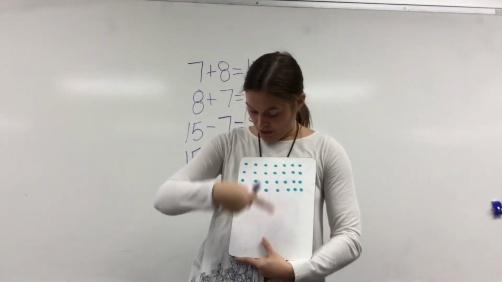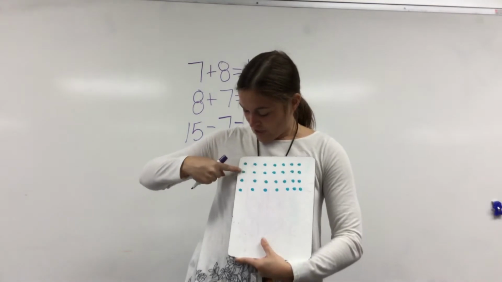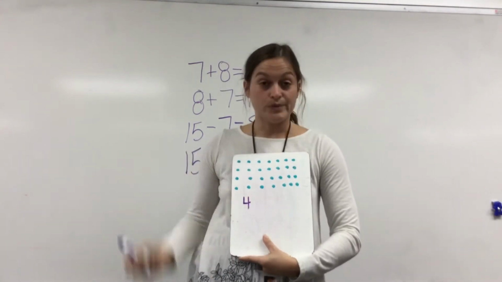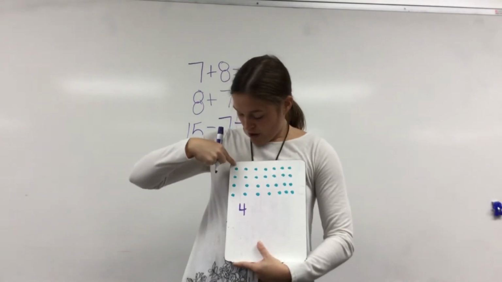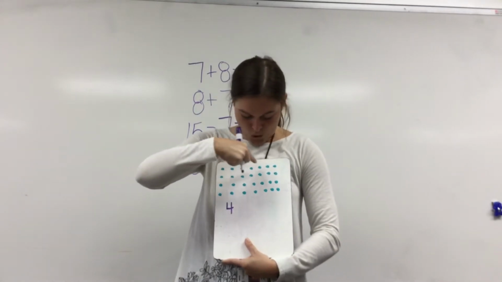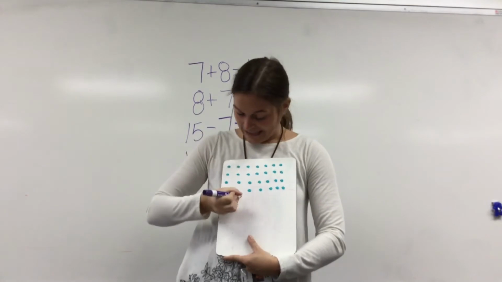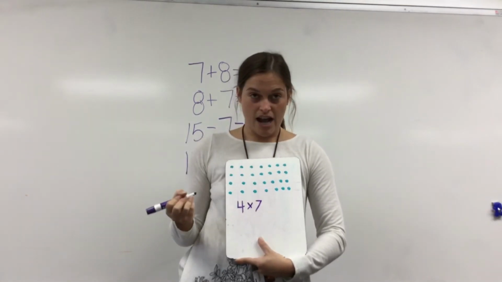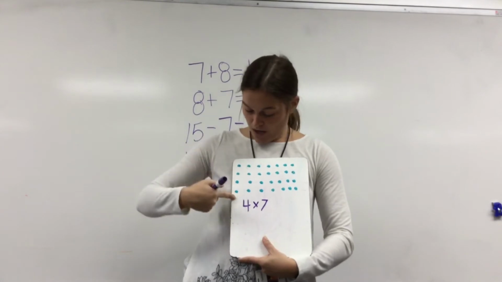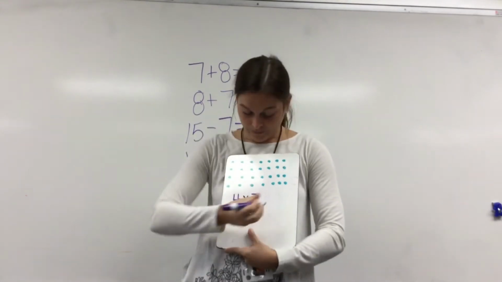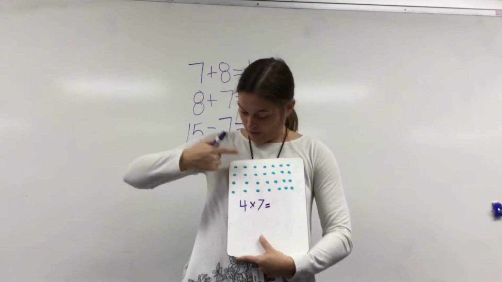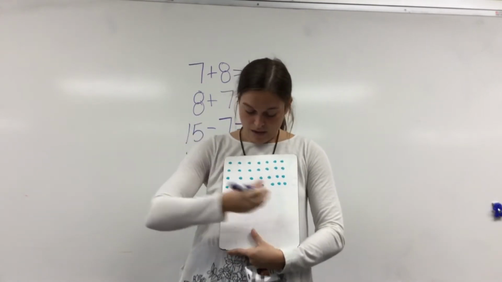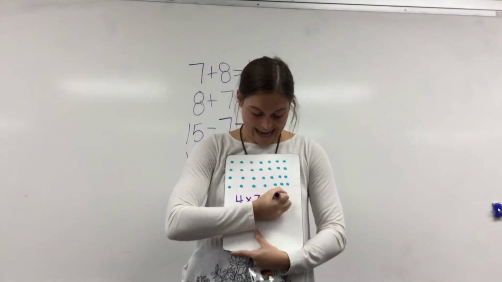I have an array here. There are 1, 2, 3, 4 rows. In each row, 2, 3, 4, 5, 6, and 7, there are 7 dots. So it's 4 by 7. And I know 7 plus 7 is 14, plus 7 more is 21, plus 7 more is 28.